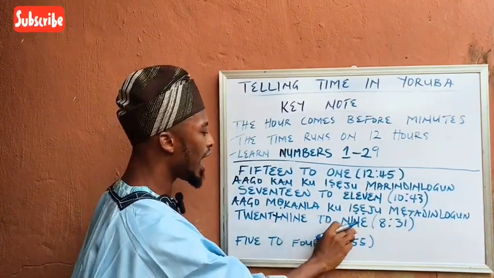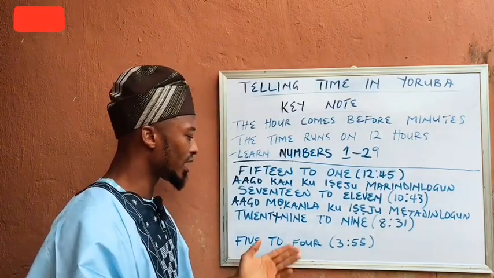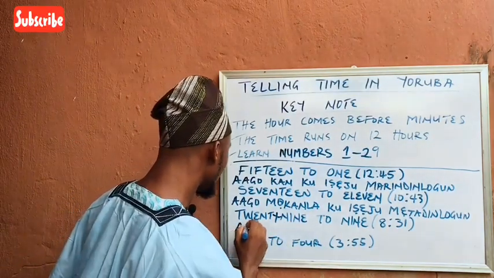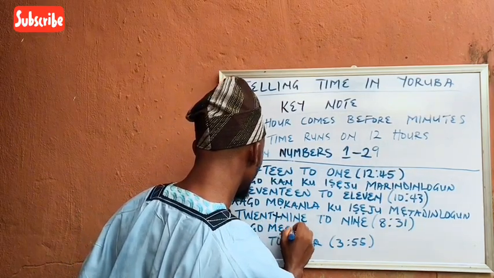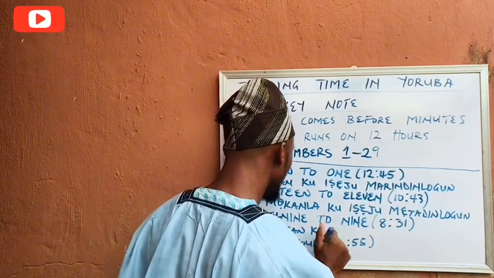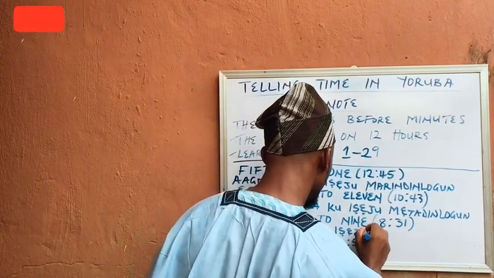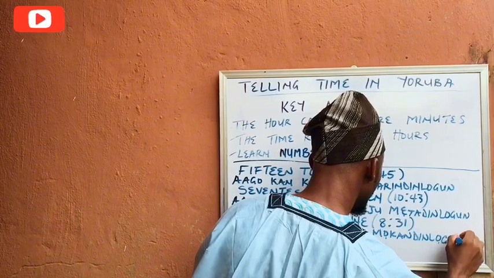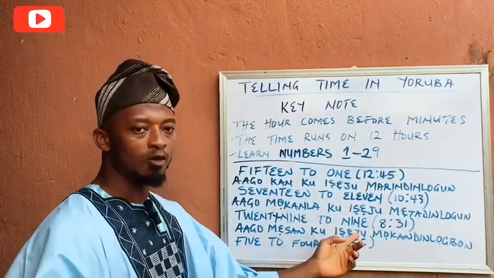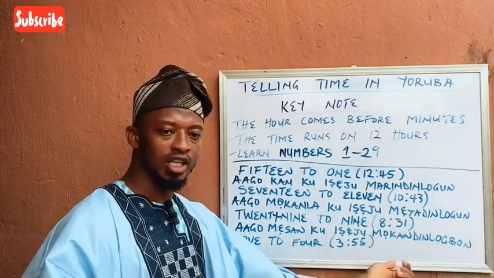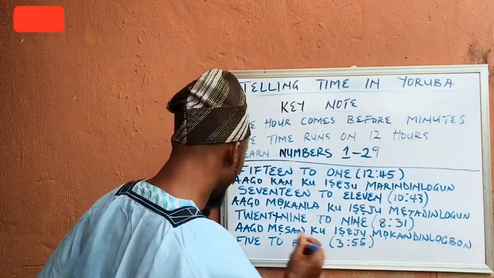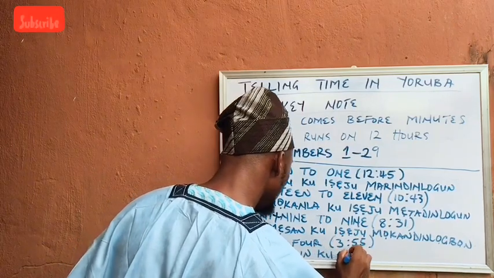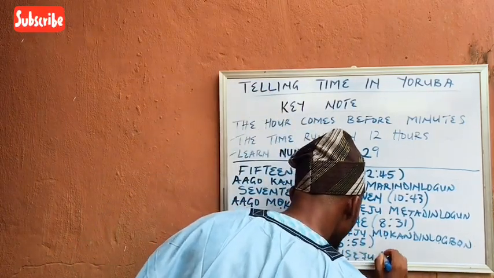So 29 minutes to the hour of 9. So now we are saying there is 29 minutes to the hour of 9. So how do we say this? Say aago mẹ́sàn-án ku ìṣẹ́jú mọ́kàndínlọ́gbọ̀n. So 29 minutes to the hour of 9 is aago mẹ́sàn-án ku ìṣẹ́jú mọ́kàndínlọ́gbọ̀n. And 5 minutes to the hour of 4 is aago mẹ́rin ku ìṣẹ́jú márùn-ún.